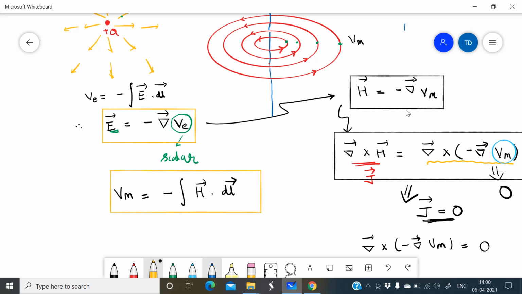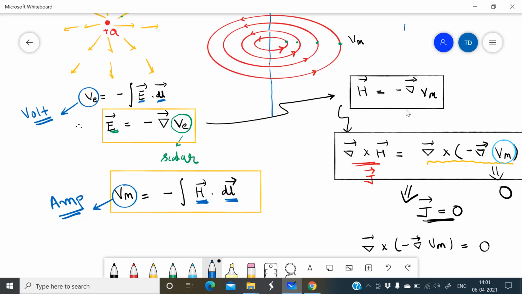Now in terms of unit, what is the unit of VE? VE is electric potential, and it is in volts. And what is the unit of Vm, the scalar magnetic potential? The unit of scalar magnetic potential is ampere. How is it volt? Because the unit of E is volt per meter and dl is meter, so meter cancels, and this is volt. Unit of H is ampere per meter, unit of dl is meter, so meter cancels out, so it is ampere.